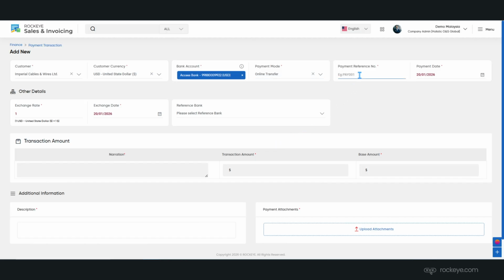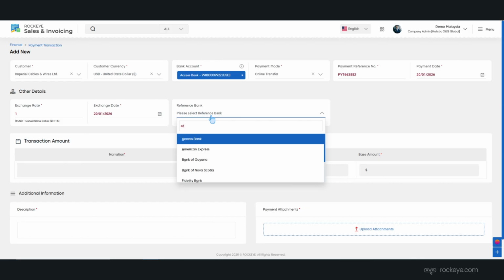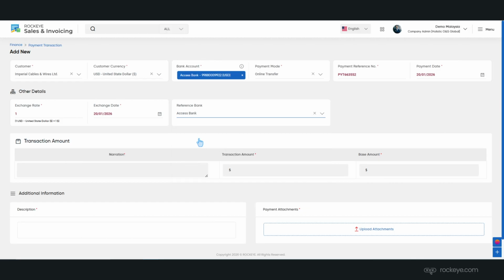Recording the reference number and reference bank builds a reliable audit trail for future bank reconciliations. The payment date and exchange date accurately timestamp the transaction for period-end financial and tax reporting. Detailed transaction narrations allow finance teams to link payments directly to their corresponding sales invoices correctly.